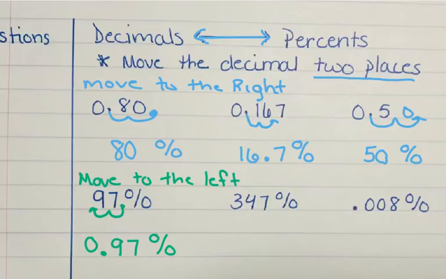Oh, I don't want that percent sign. 0 and 97 hundredths. Okay, so now, same thing, I don't have a decimal, so it's behind this 7. So I'm going to move it 2 places. So now the decimal point is between the 3 and the 4. So 347% becomes 3 and 47 hundredths.